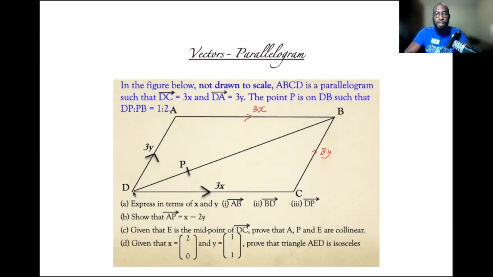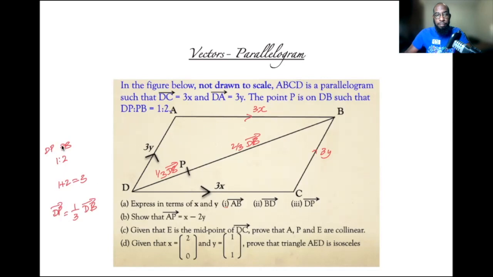That simply means DP is 1/3 of the entire line DB, and PB is 2/3 of the entire line DB. Just to elaborate, if you have a ratio 1 to 2, the total is 1 plus 2, which is 3. This is DP, and this is PB. For DP, we deal with the 1, so that is 1 out of the total, which is 3, of the entire line DB. So DP is equal to 1/3 DB.